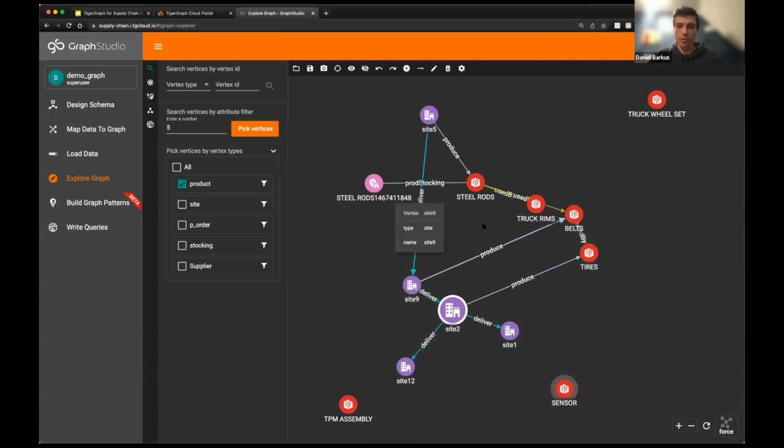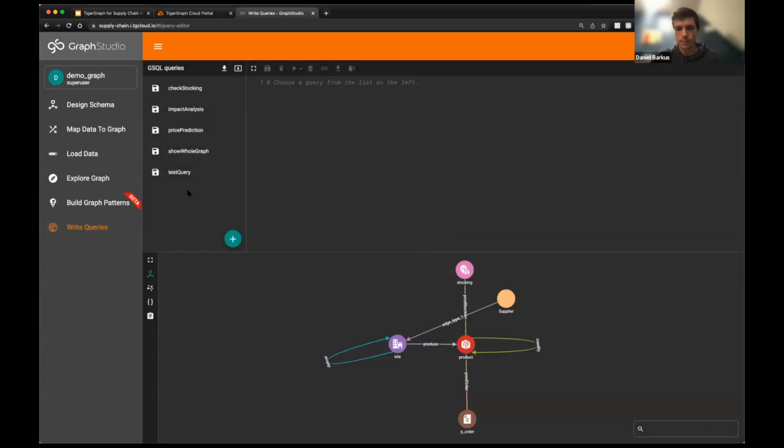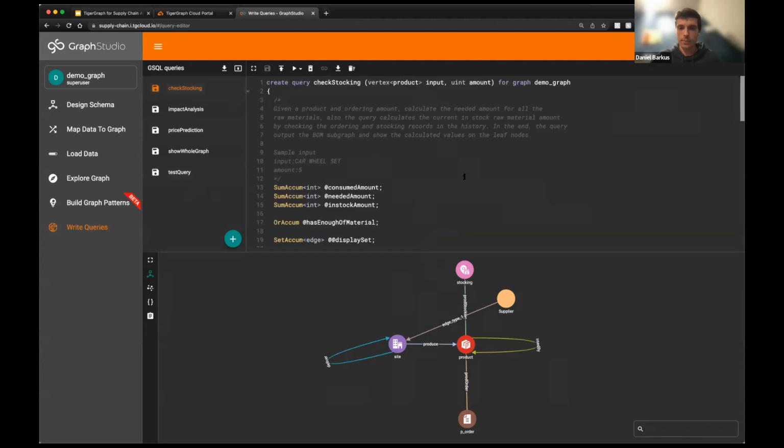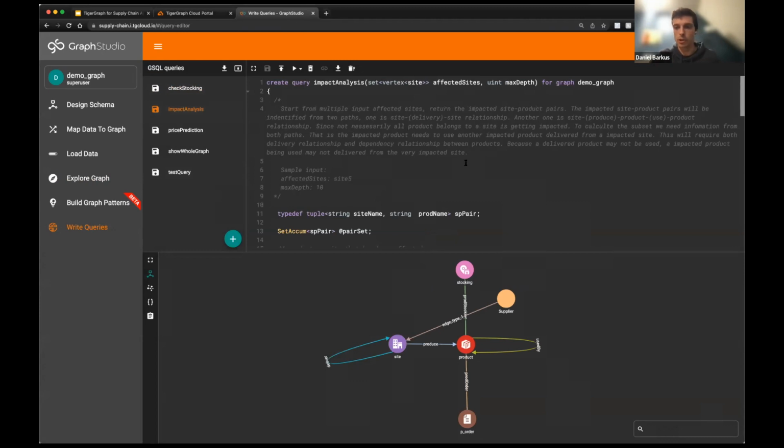There's obviously a lot more that we can do here, and that's really where our queries come in for a lot of the power that a graph can offer. We have a couple basic queries. Impact analysis, I think, is one of the better ones to really show off the graph capabilities. What this will do is assume that we had a site where there is a natural disaster or something where the site was no longer able to produce the product that it was creating. And this query will return, down the line, all of the other parts of our supply chain that are affected by that one site not being able to produce.